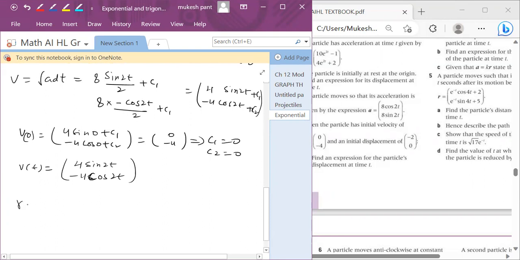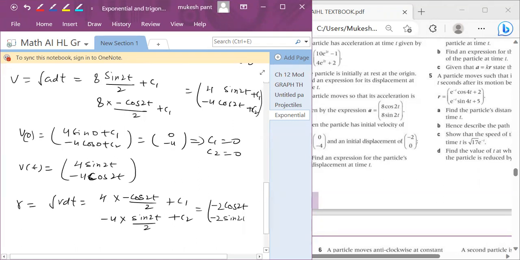Now we have to find the displacement. For displacement, integrate this one. So 4 sine, you will integrate it and get minus 4 into minus cos 2t over 2, and here minus 4 sine 2t over 2, plus c1 and c2 constants. So this becomes minus 2 cos 2t minus 2 sine 2t plus c1 plus c2.